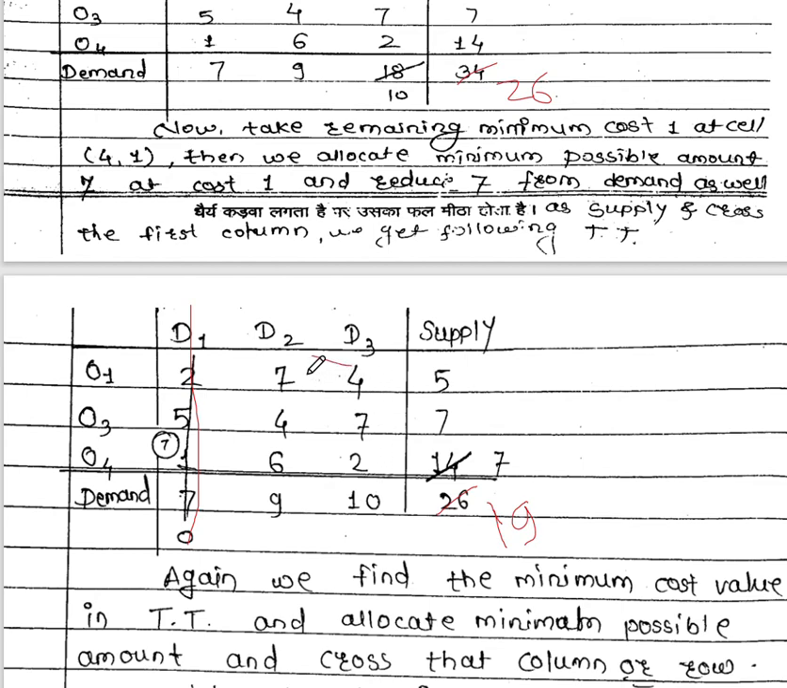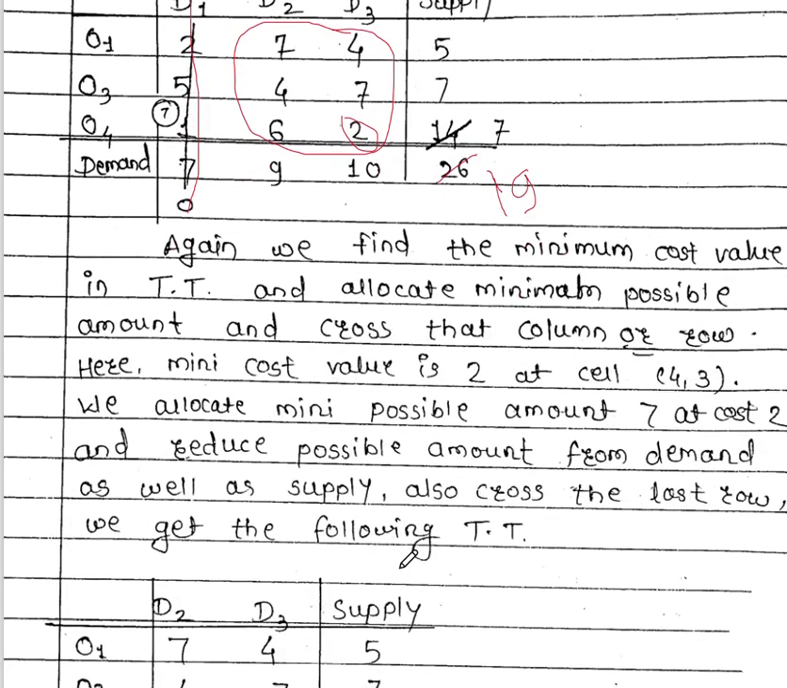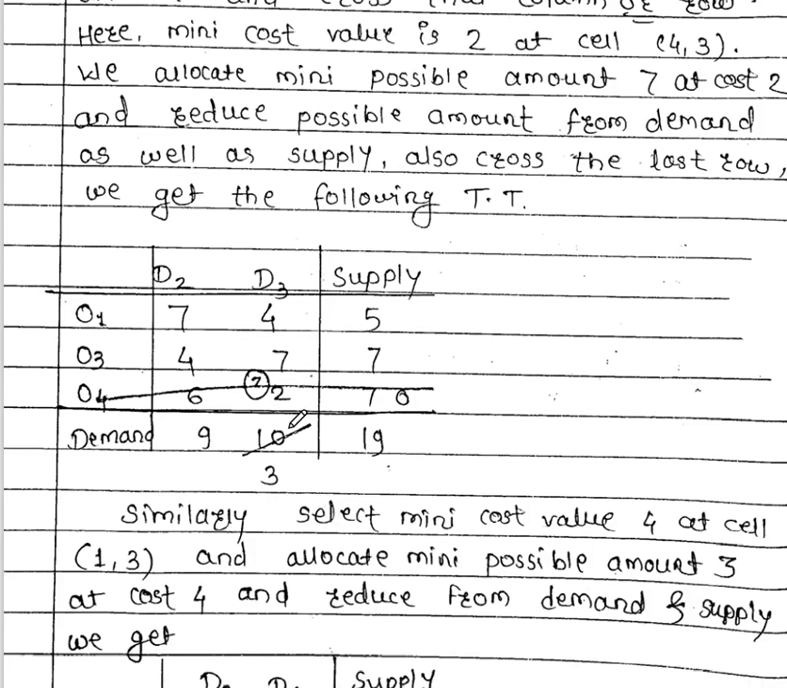So to these remaining elements we have to allocate the minimum possible amount of supply as well as demand. Okay, so select the smallest element from these. So 2 is the smallest element. Here 7 is the supply and here the demand is 10. So the minimum possible amount is 7. So we can allocate 7 at this 2.